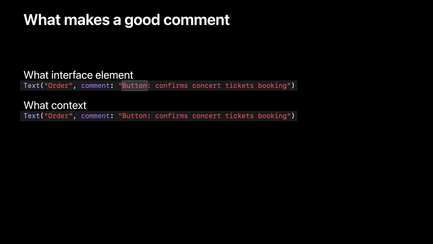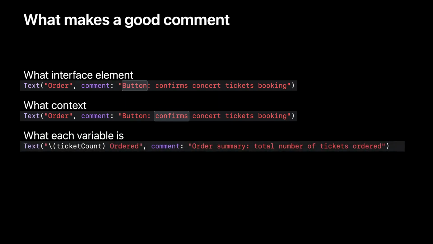Second, they should explain the context. If I press order, am I completing a transaction or sorting a list? Lastly, comments should explain variables. When localizers see your strings, they don't see your code, so they don't see the name of your variables to get a clue. Only a generic placeholder instead.